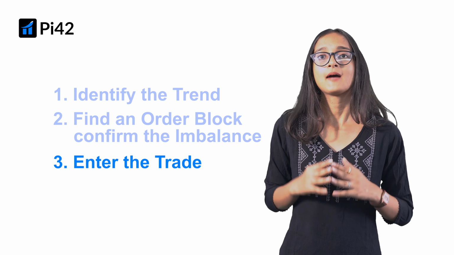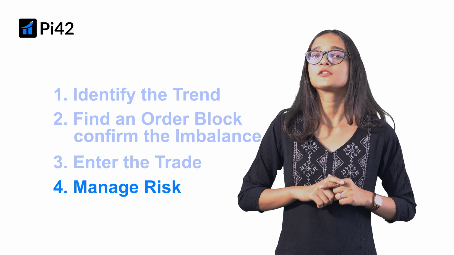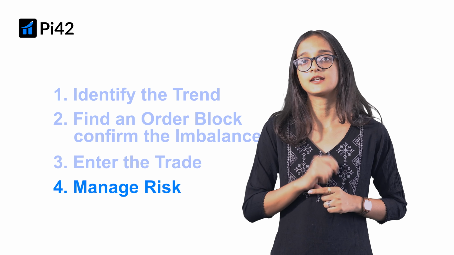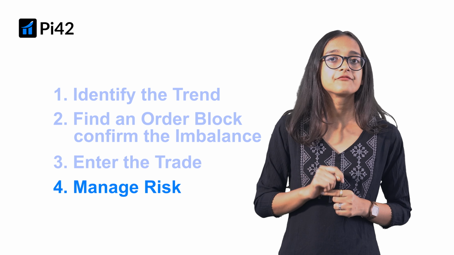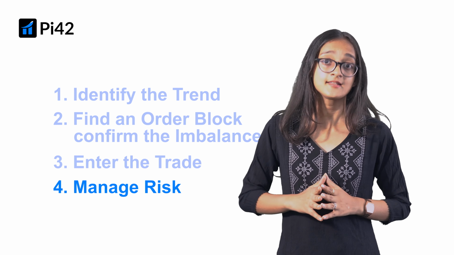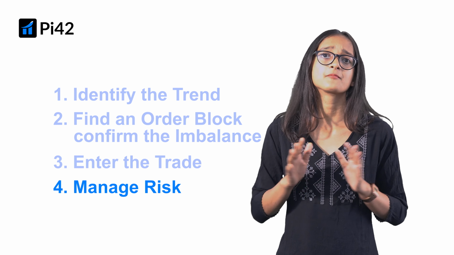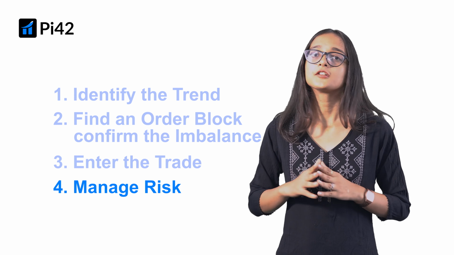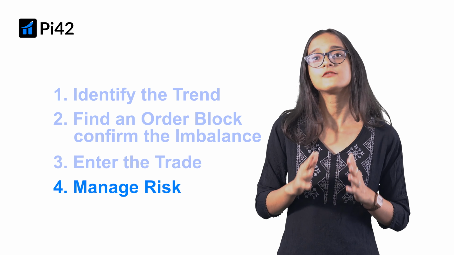Step 4. Manage risk. Never risk more than 1 to 2% of your account per trade. Use multi-time frame analysis to avoid false signals and be patient for a high probability setup. Combine order blocks with tools like volume or moving averages for extra confirmation.